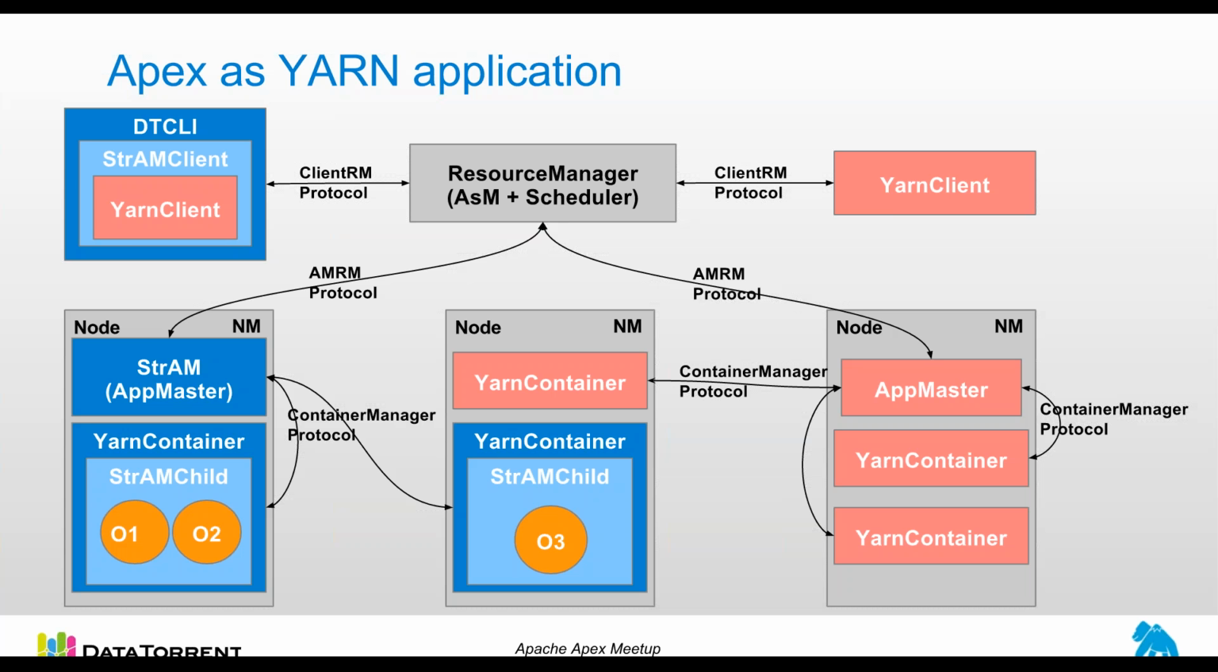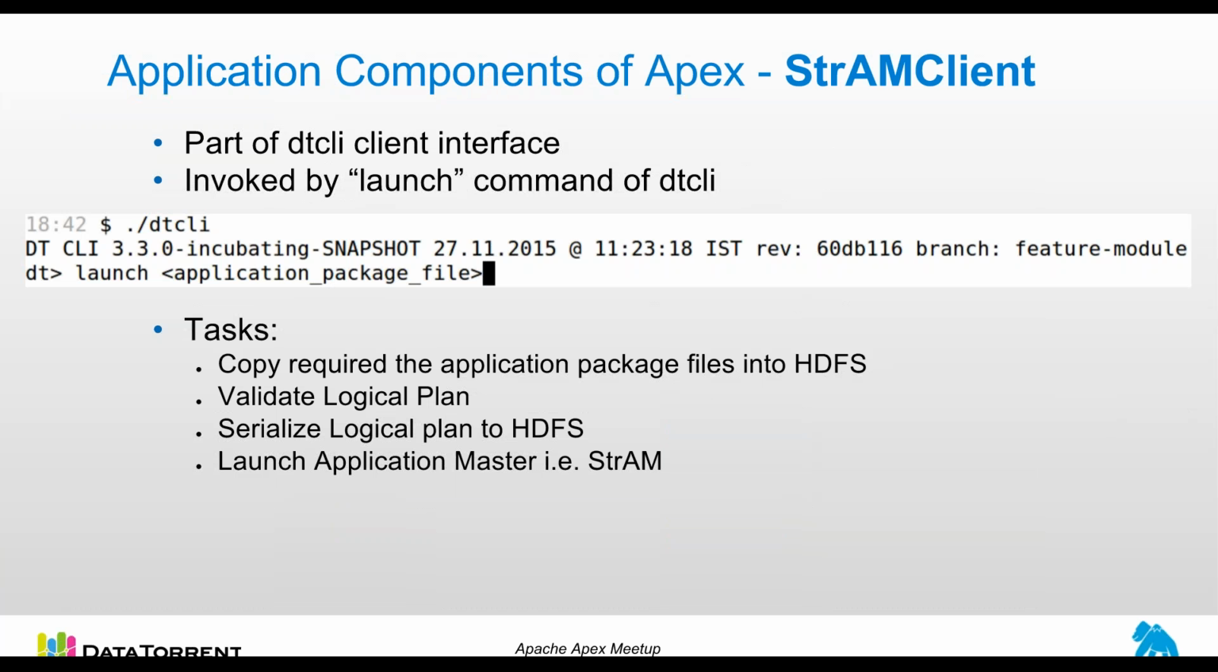Okay, so now that we have seen a couple of terminologies, I want to cover 3 specific terminologies: StrAMClient, StrAMChild, and StrAM. So these are the 3 major and important components that make Apex a successful YARN application. Okay? So let's see what these components are, and I'll just go through the details of those. So the first one is StrAMClient. Okay? So StrAMClient is part of the DTCLI open source interface.